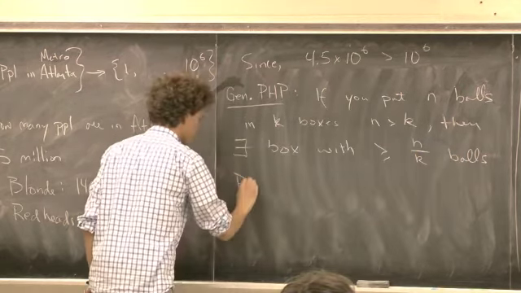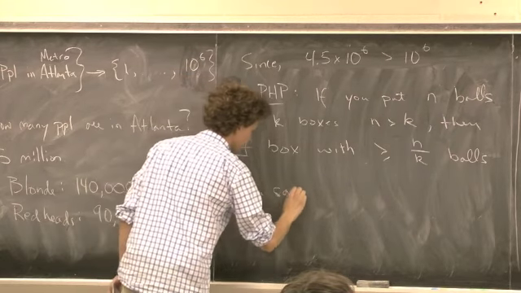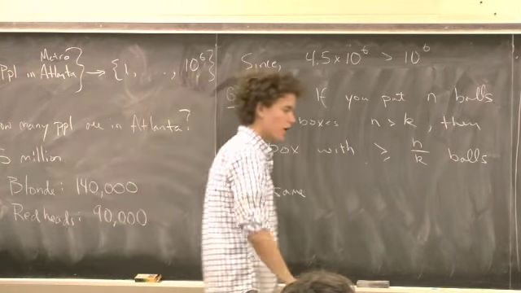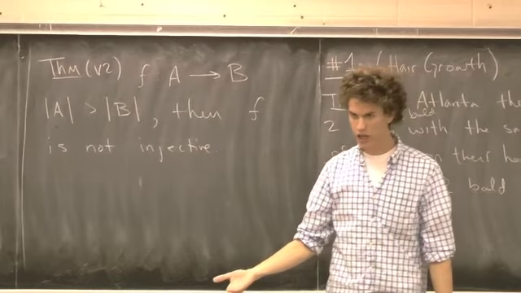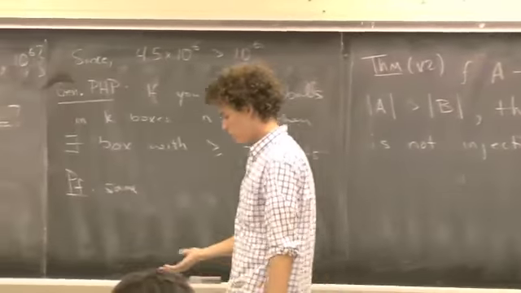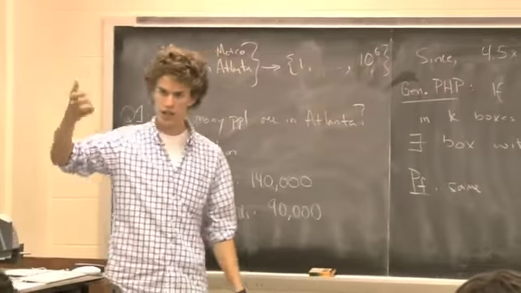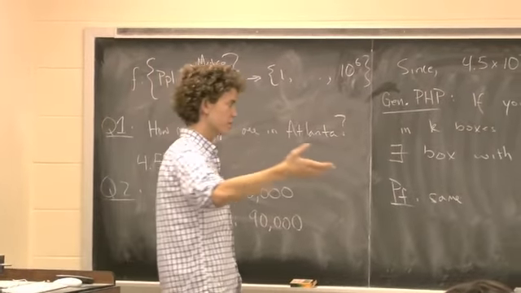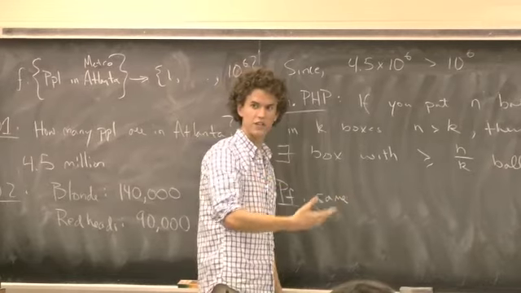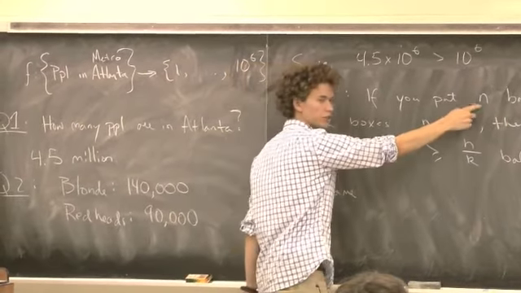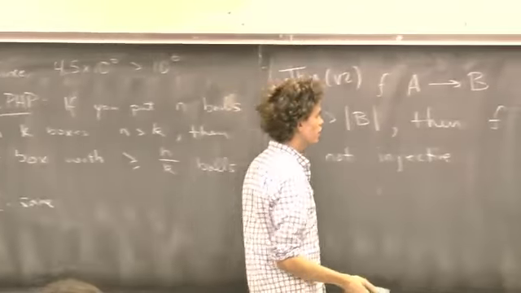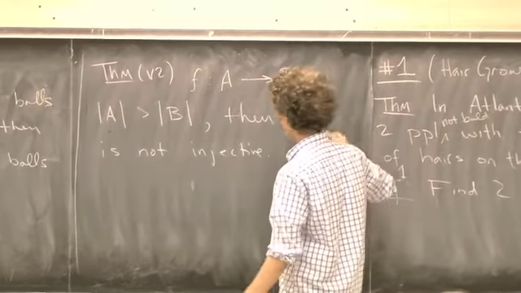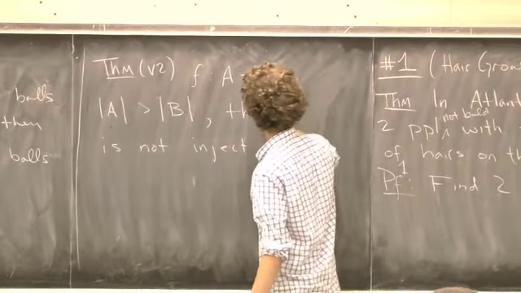The proof is the same. If each box has less than n over K balls, how many balls total do I have? I've got less than K times n over K, so less than n, but n is the number of balls I have. Same proof. Nothing up my sleeve.